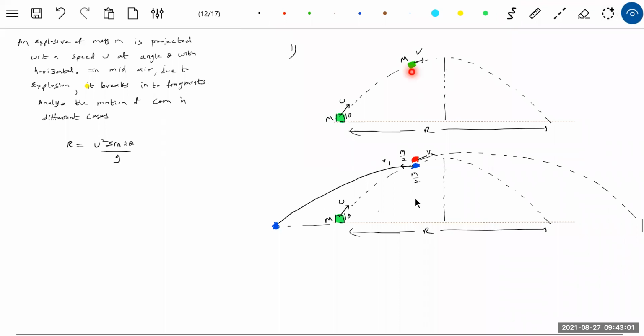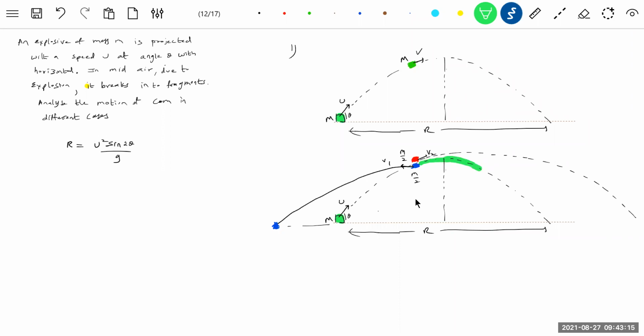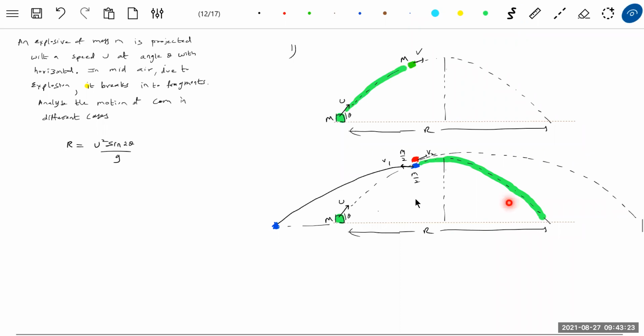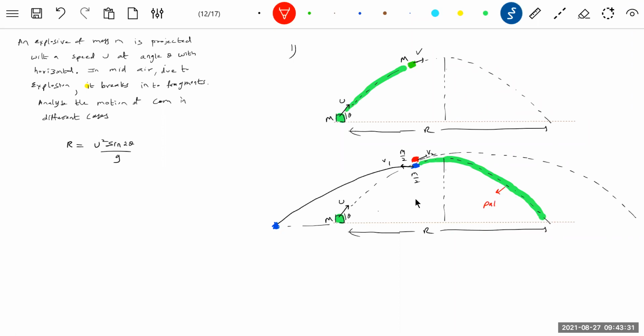Due to explosion, what are the forces that are acting? They are internal forces. And we know due to internal forces, center of mass will not shift. So now, what is this dotted line? This will be the trajectory of center of mass, as if there is no explosion. The center of mass will continue its parabolic path. Where will the center of mass go and strike the ground? At a distance R. This one is the path of center of mass. The center of mass will move as if nothing has happened. It will go and strike the ground at a range R.